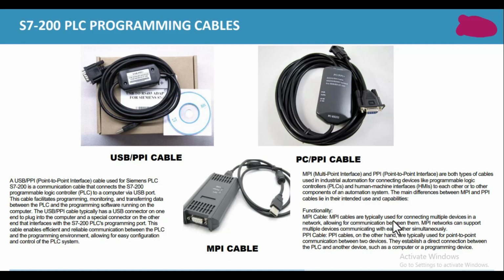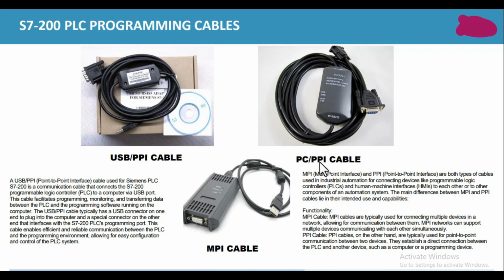MPI cables are typically used for connecting multiple devices in a network, allowing for communication between them. MPI networks can support multiple devices communicating with each other simultaneously. PPI cables, on the other hand, are typically used for point-to-point communication between two devices. They establish a direct connection between the PLC and other devices such as the computer or programming device.